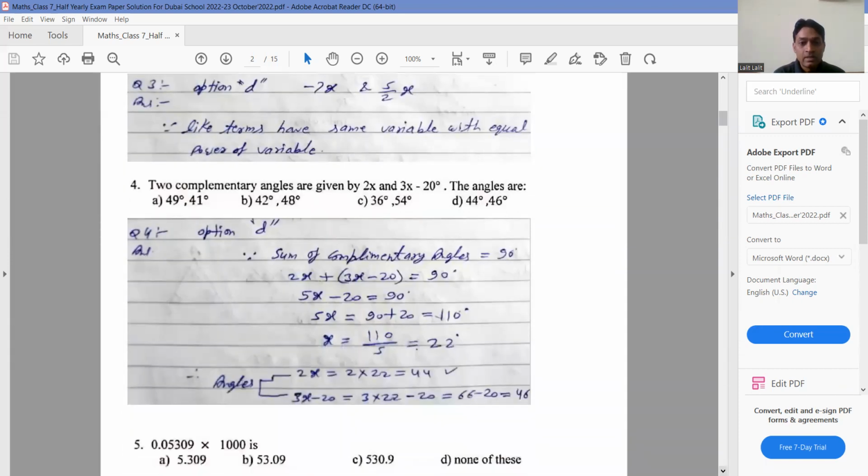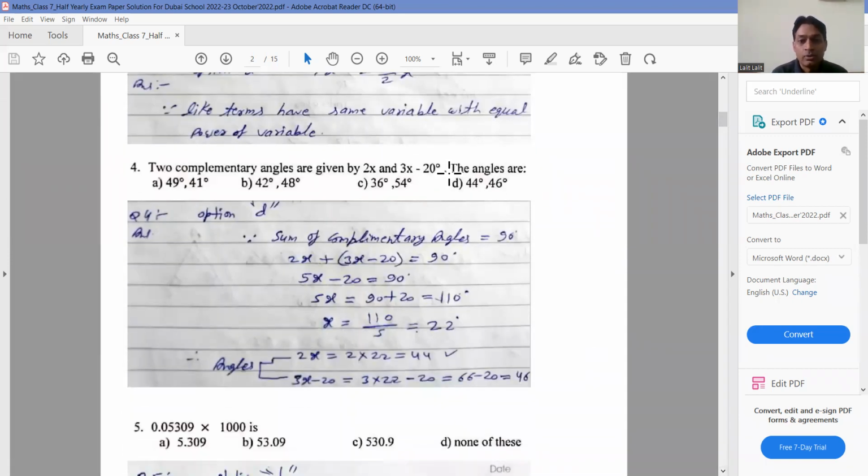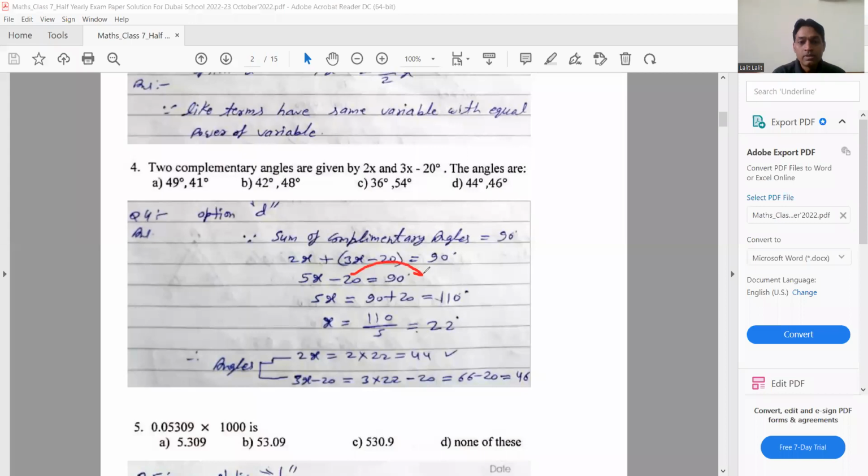Now the fourth question. Two complementary angles are given by 2x and 3x minus 20 degrees. The definition of complementary angles: two angles are called complementary if their sum is equal to 90 degrees. So we do 2x plus 3x minus 20 is equal to 90. 3x plus 2x is 5x, minus 20 is equal to 90. Now we will use the transpose method. Minus 20, when we move from the left hand side to the right hand side, the sign converts from negative to positive. 90 plus 20 is equal to 110.